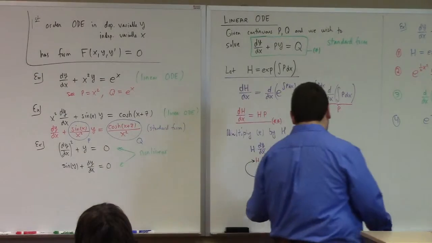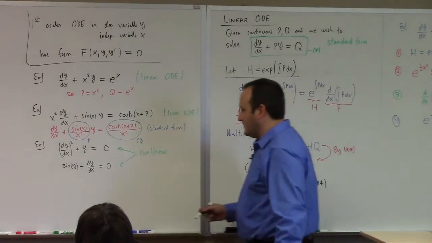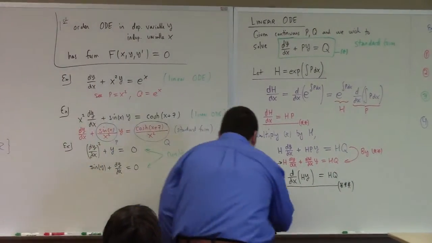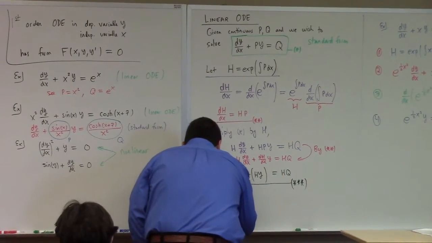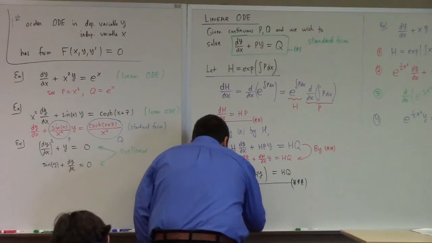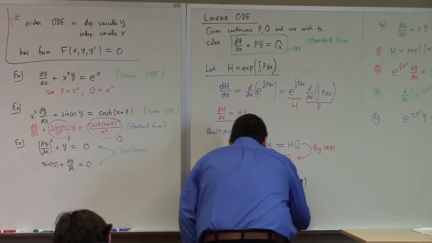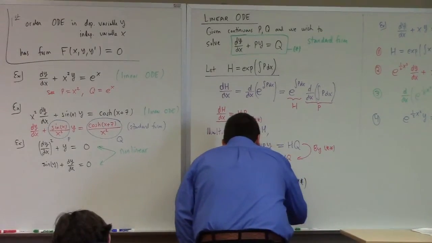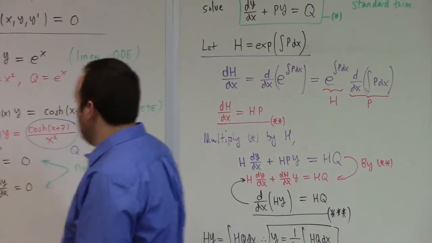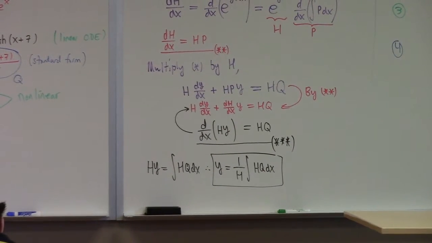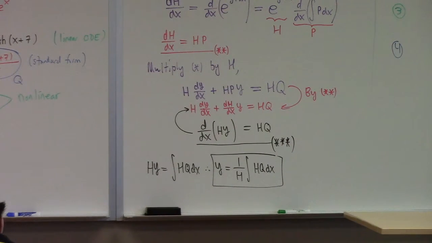And so, star star star, just integrate both sides, and what do we get? We get hy is equal to the integral of HQ dx. So therefore, y is equal to 1 over h, the integral of HQ dx. And there you go. That is a solution to star for arbitrary p and q. But it's more than that. It's actually a method of solution. I don't just go through this because it's an arbitrary proof of a general thing. I mean, that's nice. That would be reason enough. But it's so much more than that.